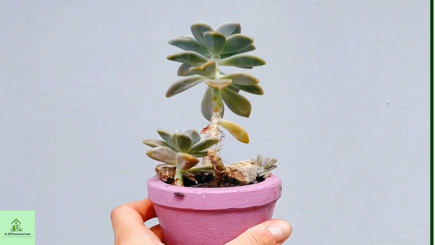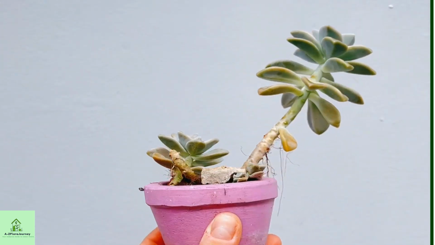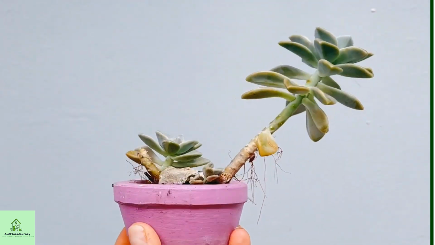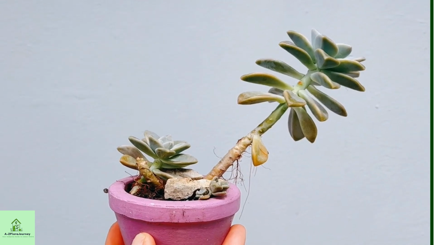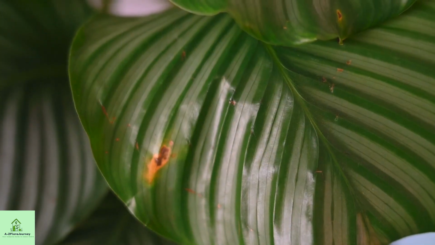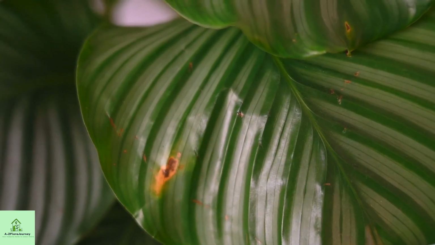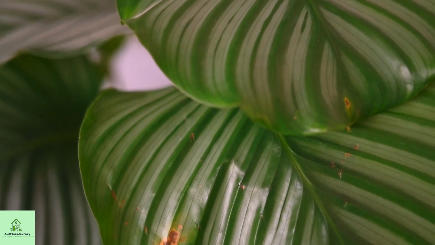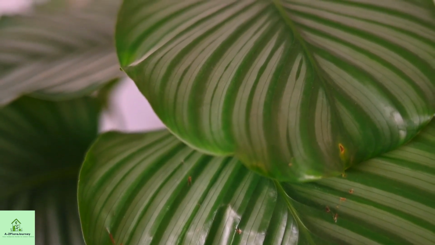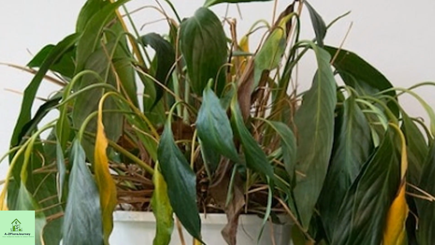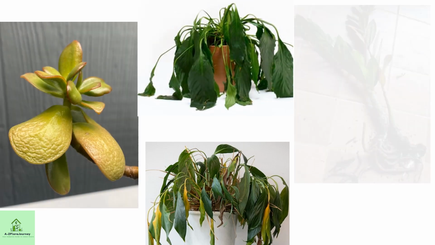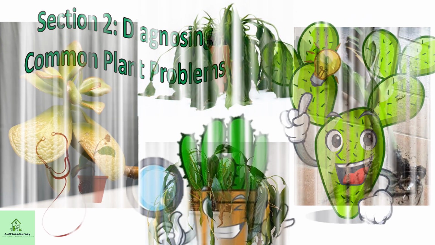3. Stunted or slow growth. May be due to insufficient light, poor soil quality, or the need for repotting. 4. Spots on leaves. A sign of fungal or bacterial diseases or pest infestations. 5. Wilting leaves. Could result from underwatering, overwatering, or root damage.